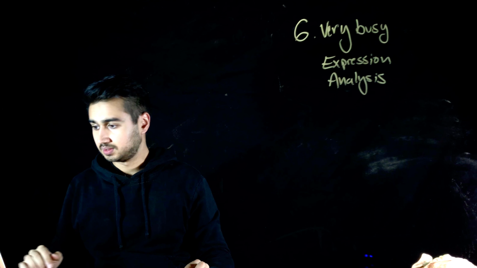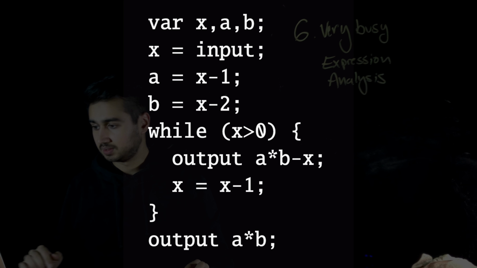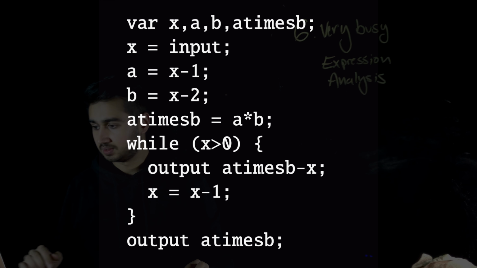This kind of analysis will aid compilers in doing something called code hoisting. So if you look at this example program, we declare three variables, set one of them to input, a is x minus 1, b equals x minus 2. Inside the loop, we keep on outputting a times b minus x. And this expression is very busy for that reason. So it keeps on being needed. And for that reason, we could hoist it outside of the loop. That would transform the program into the following.